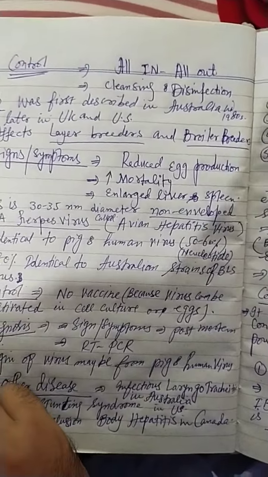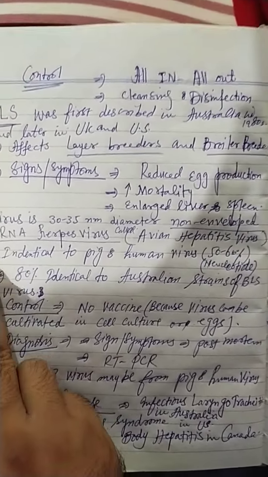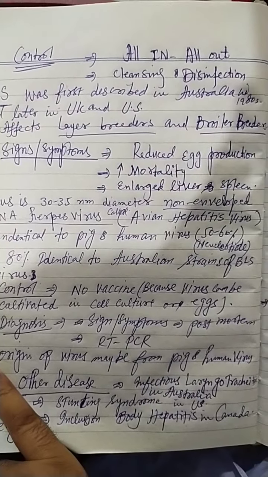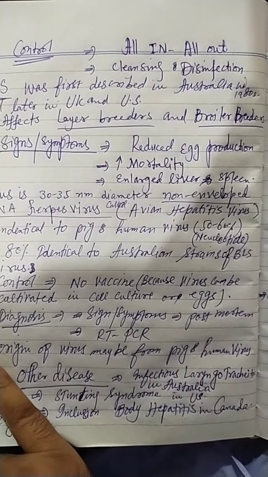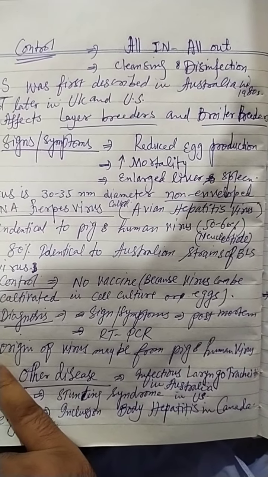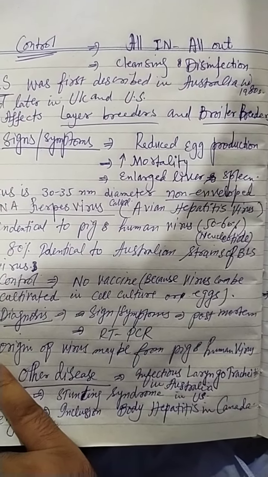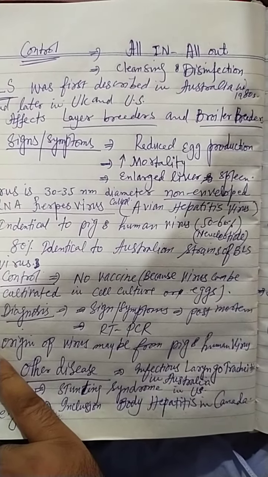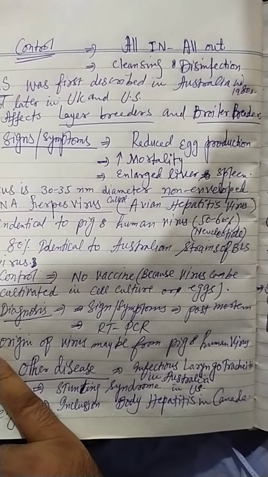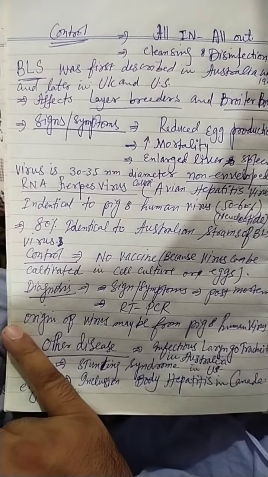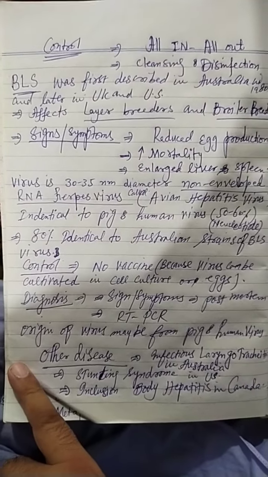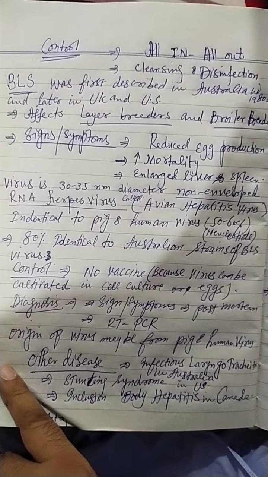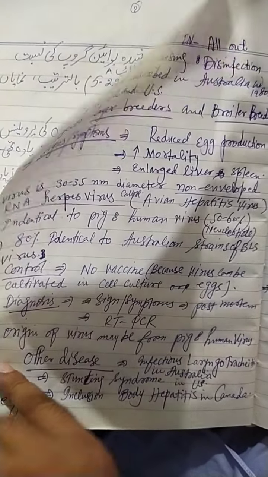Control of PEMS can be done by adopting the principle of all in, all out. All diseased birds should be evacuated, and all healthy birds should be entered into the farm. Second, cleansing and disinfection can also be done. Now, after PEMS, the next emerging disease is big liver and spleen disease.